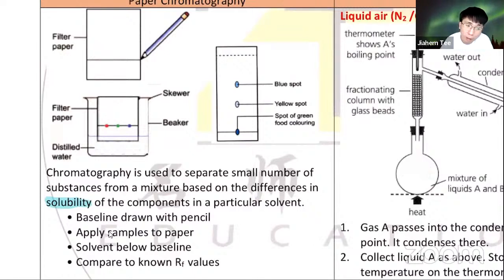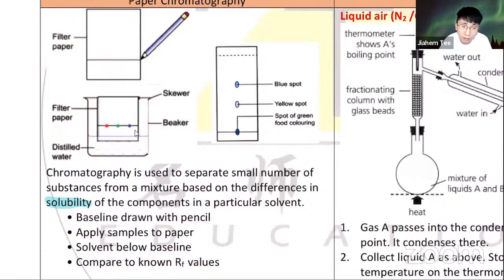And then sometimes they'll ask you why the baseline must be drawn with pencil. Why not pen? Because pen uses ink, which is also soluble in water. So if you use a pen to draw the baseline, the baseline will also dissolve together with the water. So you need a pencil, because pencil is insoluble in water.